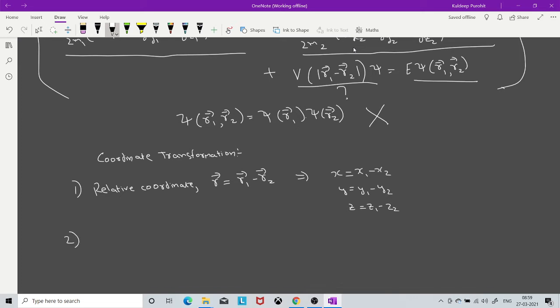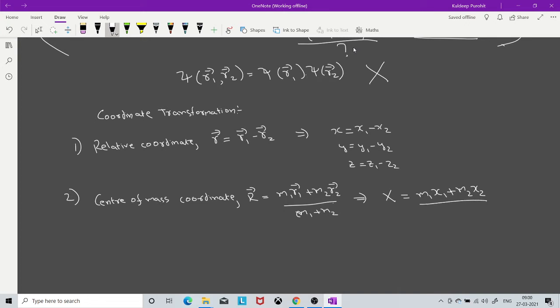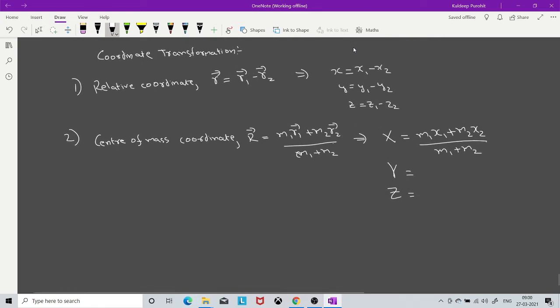And the other coordinate which I am introducing is the center of mass coordinate. It is denoted with capital R vector, and it is generally written as m1 r1 vector plus m2 r2 vector divided by m1 plus m2. So what it means is that capital X is equal to m1 x1 plus m2 x2 divided by m1 plus m2. Similarly, you can write the expression for capital Y, and you can write the expression for capital Z. So we now have the values of x and capital X.